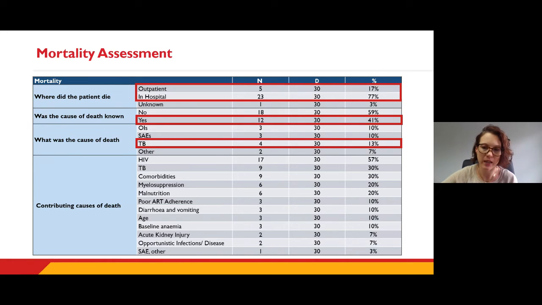But we did also look at contributing causes of death. And when we think back to the findings of the HIV co-infection, SAEs, and the risk factors that we found, most people had a host of things that really contributed to their cause of death. That was things like the HIV, TB, various comorbidities and SAEs, as we see listed here.